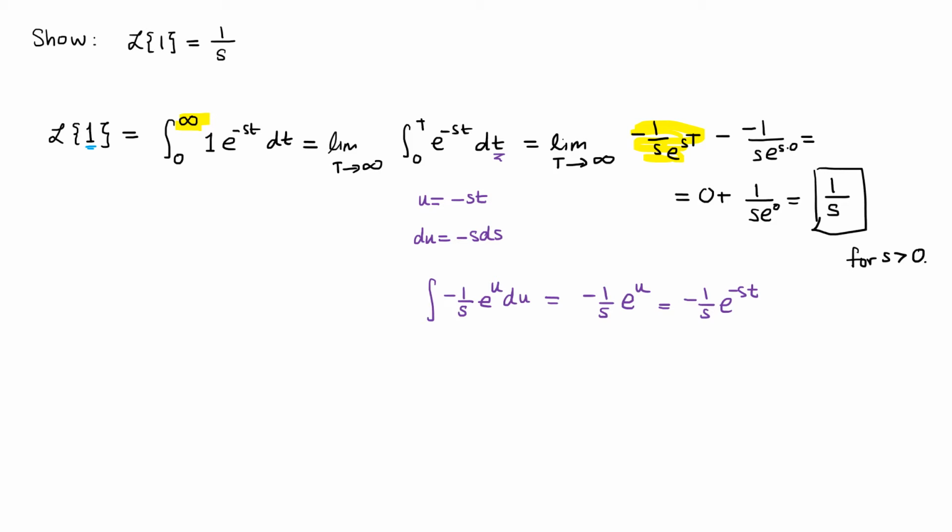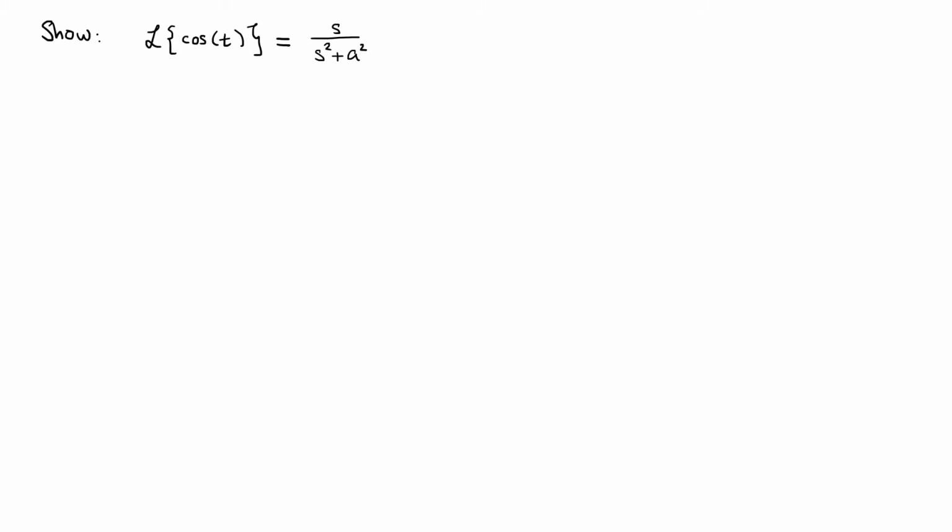So the resulting function is one that's only defined when s is positive. Let's try out another. Next, we're going to try a slightly more complicated example. We want to take the Laplace transform of the function cosine of t. We're going to show that it's equal to s over s squared plus 1, again, when s is greater than 0. Okay, so we use our definition of the Laplace transform, which is that we're going to be integrating from 0 to infinity cosine of t times e to the negative st dt.